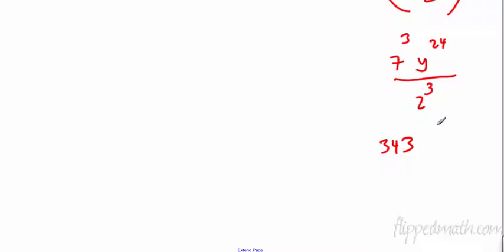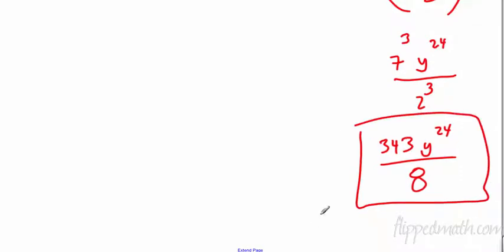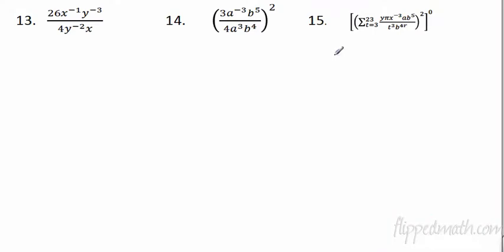We get y to the 24th. That does not simplify anymore. All over 2 to the third. That ain't 6. Call it an 8, and we're all done with that. Whew! That was crazy. Numbers 13 through 15 have been specially crafted just for you to try on your own. Pause the video. Let's do it.